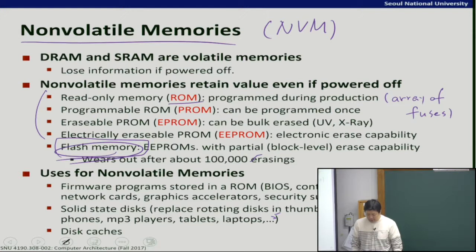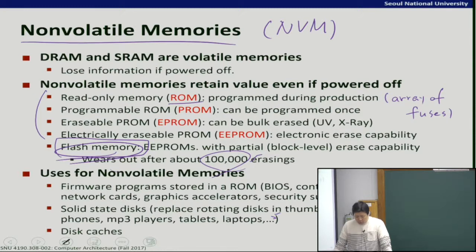But the downside of flash memory is that its write speed is pretty slow. First of all, it takes a lot of time to write some value into the flash, and secondly, it wears out. Wears out means that once you write about 100,000 times to a specific cell, then the cell dies. So it wears out after about 100,000 erasings, 100,000 programs. Then the device dies. You cannot use it anymore.